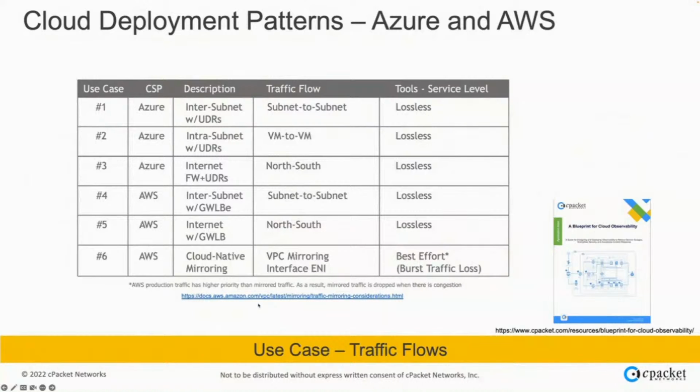So you can read here, and there's a link here that AWS have published. This is their statement on mirrored traffic, that they prioritize the production. So mirrored traffic can get dropped when there is congestion, and certainly we found burst traffic has been dropped in that example.